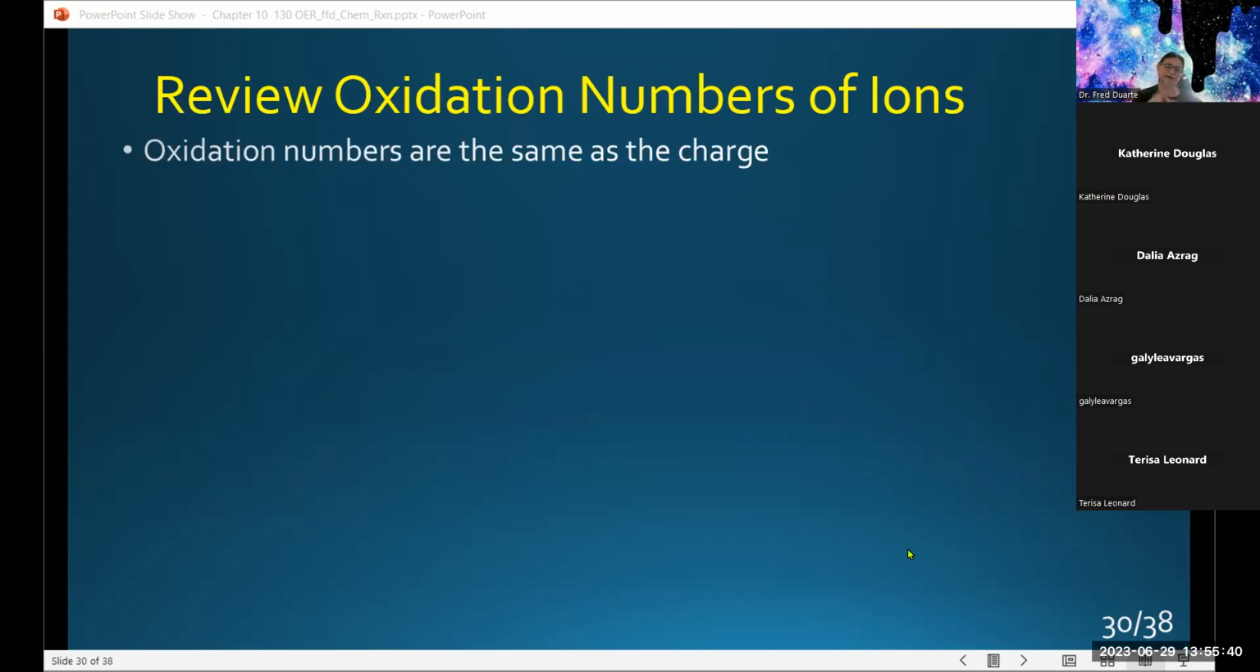All right, so again, we talk about charges, and I'm using the term oxidation number, okay?